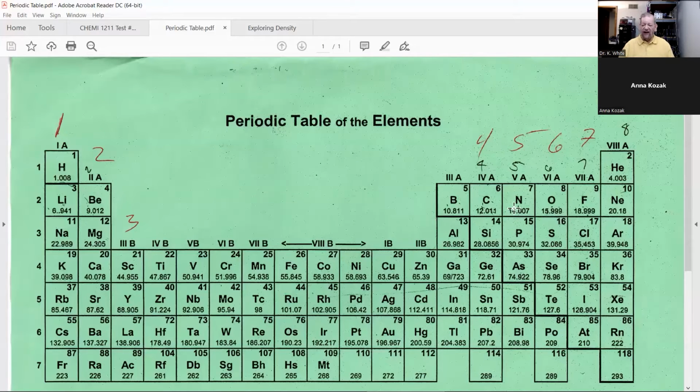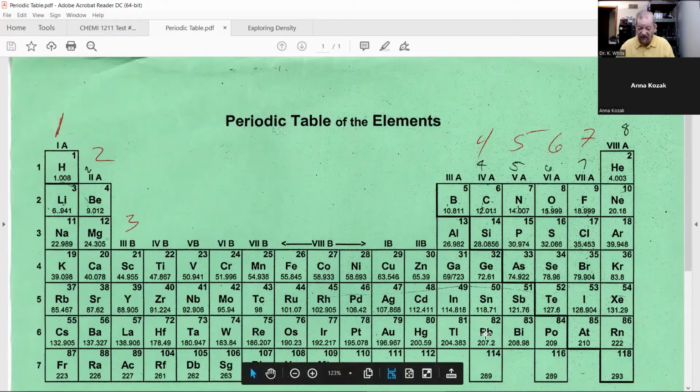Everybody see nitrogen and 14.001. But on my test, I'll be asking, please round this off to 3 significant figures. Keep the 1, keep the 4, keep the 0, that's my 3 significant figures. Use the next 0 to round off, that's 4 or less, so you drop it and the 7, and to 3 significant figures, the atomic weight of nitrogen is 14.0.